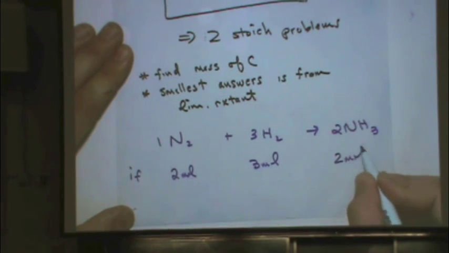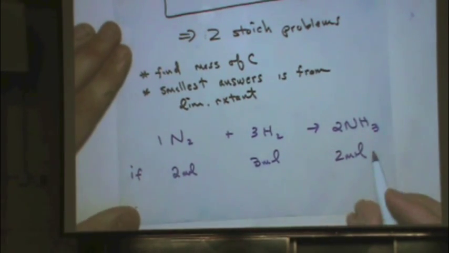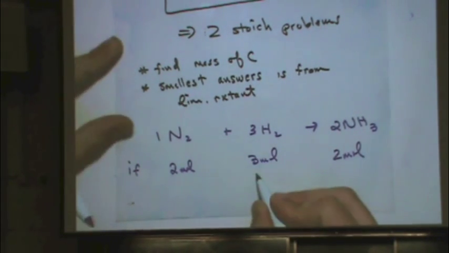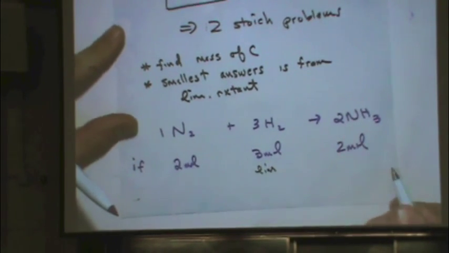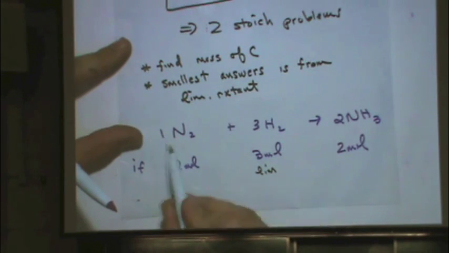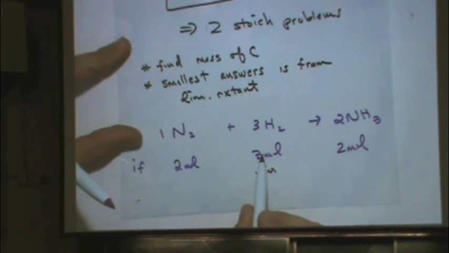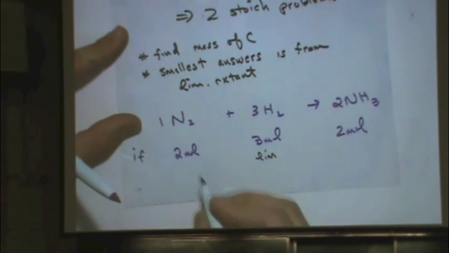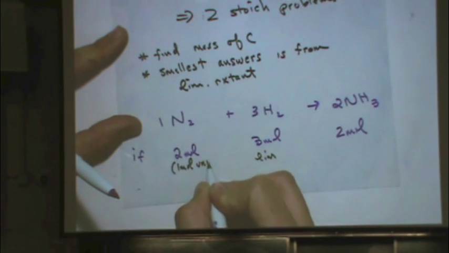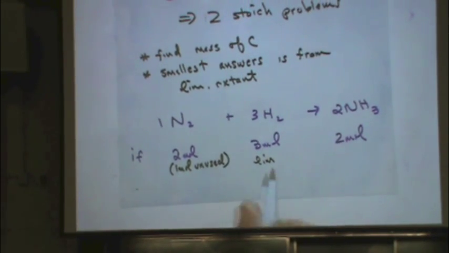I'm going to form 2 moles because what's the limiting reactant? This is limiting. How much of this will I use? I only need 1 to 3. I have 2 to 3. You see that? But I only need 1, so 1 mole unused. So nitrogen is in excess. The hydrogen is limiting. And so I'm going to end up forming only 2 moles.